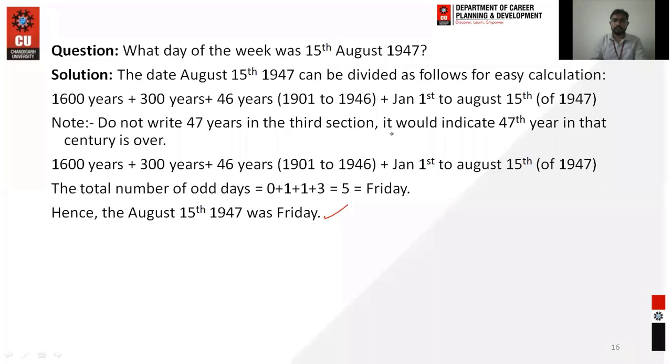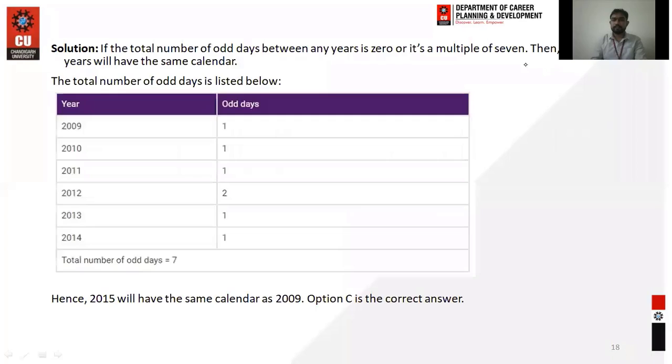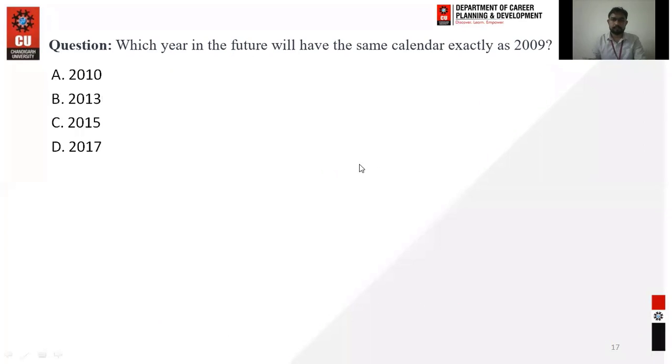Now next type of question. We need to tell which year in the future will have exactly the same calendar as 2009. Out of these options, the 2009.